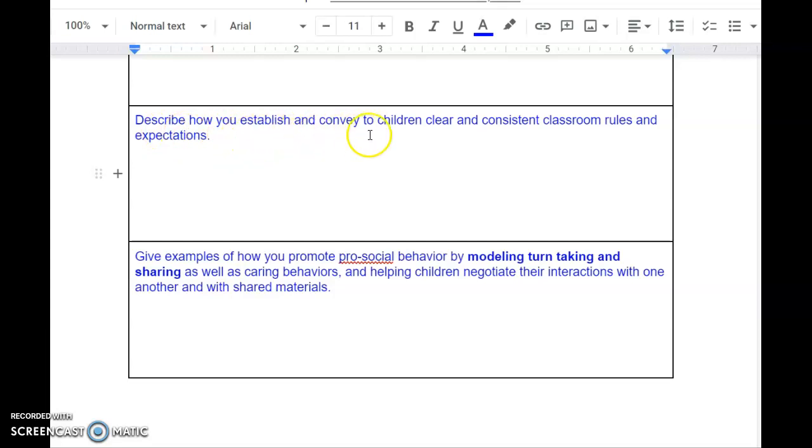Describe how you establish and convey to children clear and consistent classroom rules and expectations. How do you let kids know what is expected of them and how they should be behaving? Write up some examples there.